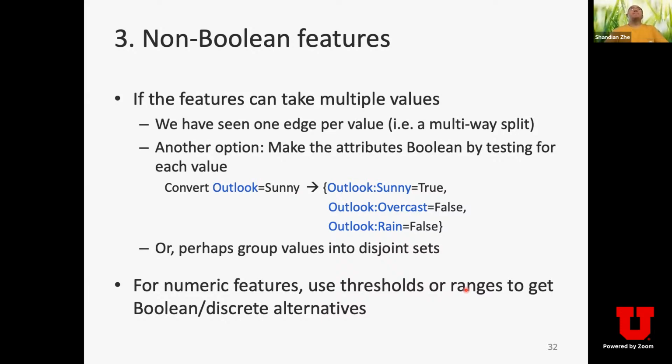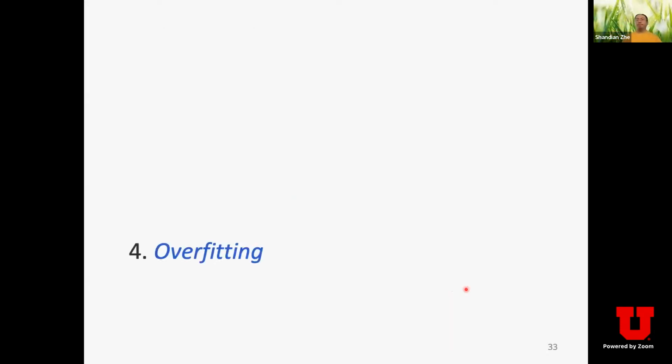Any other questions? Okay, great. So those are all the commonly used tricks, sometimes called pre-processing. We want our data set to be clean and complete, and we also want our attributes or features to be easy to deal with. Once you have done all this, then you can run the ID3 algorithm. So next, we're going to talk about a very important concept.